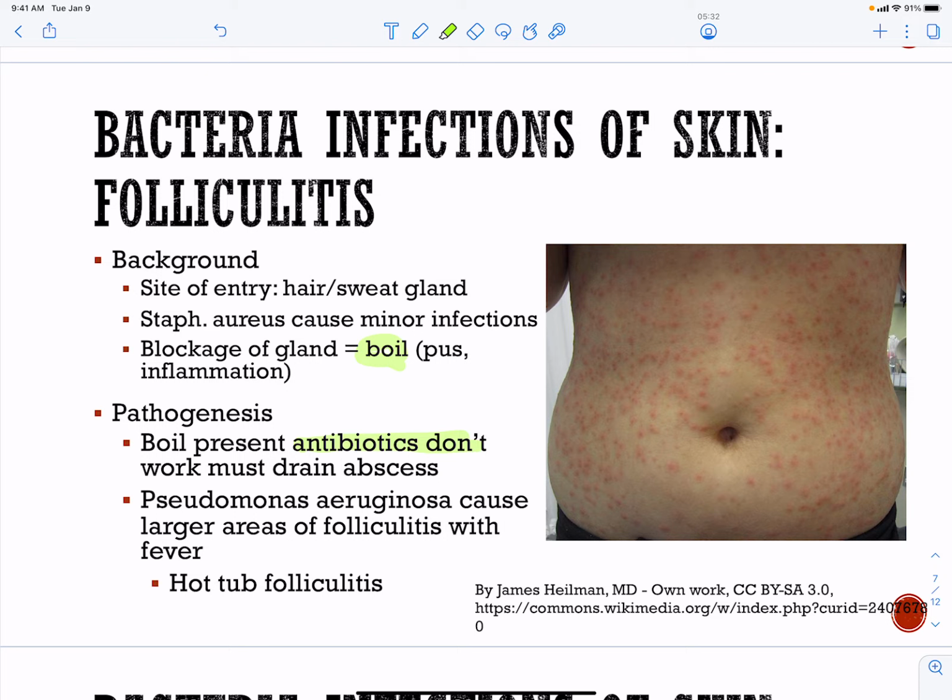This picture is showing Pseudomonas aeruginosa, which causes larger areas of folliculitis, and this is also going to be associated with fever. This is known as hot tub folliculitis.